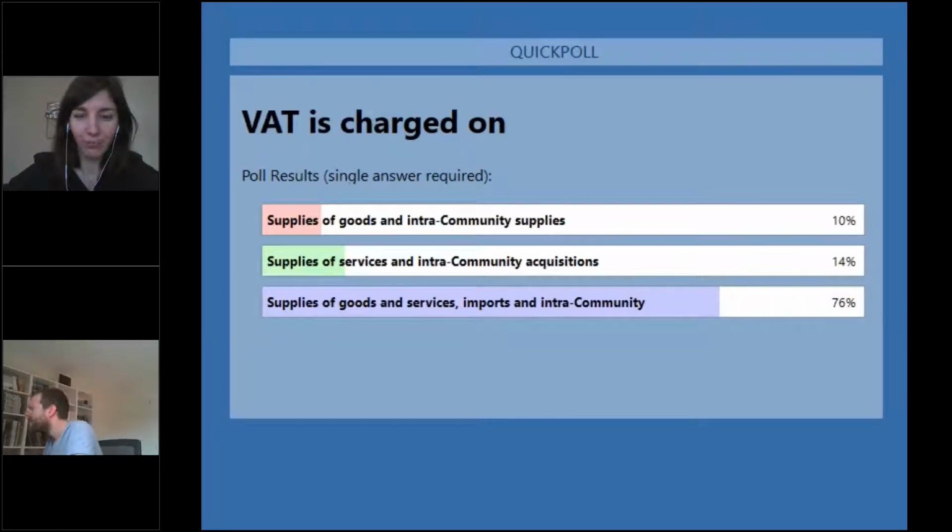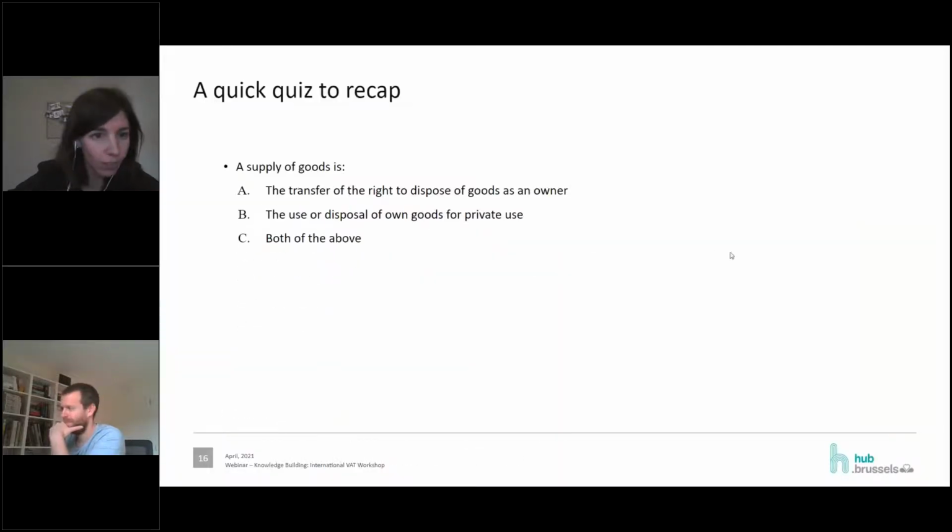You see the results on your screen. Yes, so indeed, the correct answer is supplies of goods and services, imports and intracommunity acquisition. So, most of you have correctly answered, so congratulations for that. So we will deep dive, of course, into the different types of supply of goods whereby VAT is indeed charged on. Let's move on to the second question.